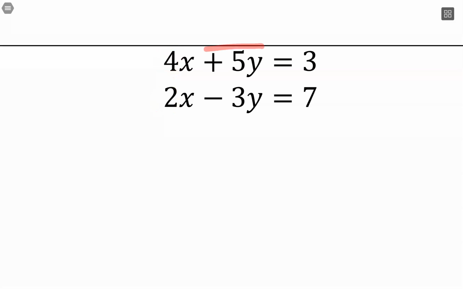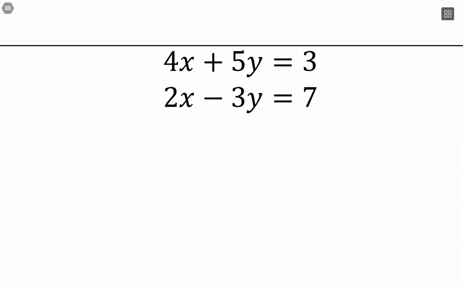Although some students might look at this and be like, ooh, there's our positive and negative, that's taken care of. So then I just need to multiply this by 3 and multiply this by 5. But then you're doing the extra work of multiplying that entire equation by 3, that entire equation by 5.